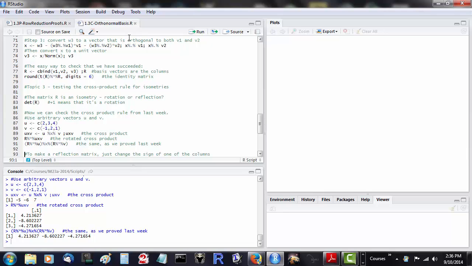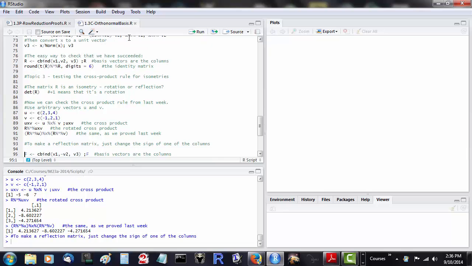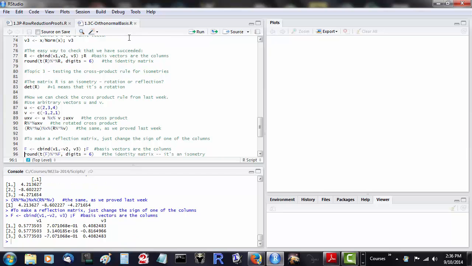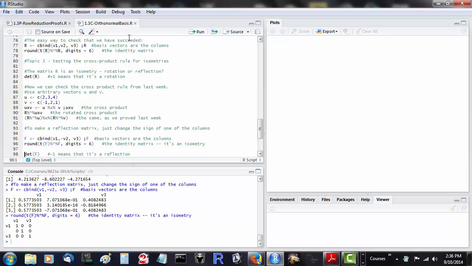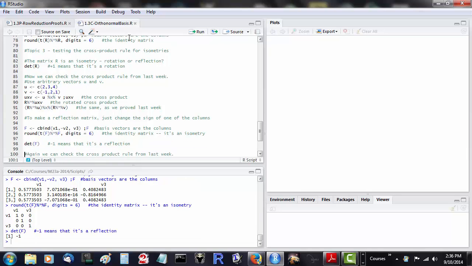Now let's try with a reflection. A reflection matrix has to have a determinant of -1, and I can change the sign of the determinant by just changing the sign of one of the columns, say the second column. So this matrix F has to be a reflection matrix. I first test that it's an isometry by multiplying the transpose of F by F and getting the identity matrix, and then I check the determinant. It's -1. It's a reflection.